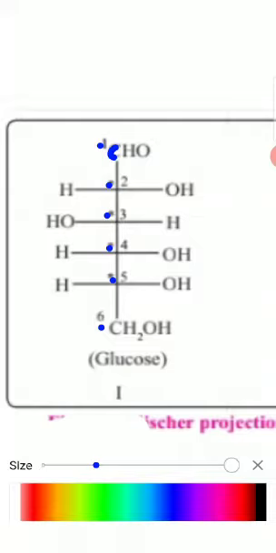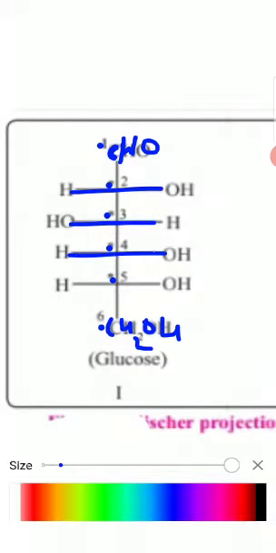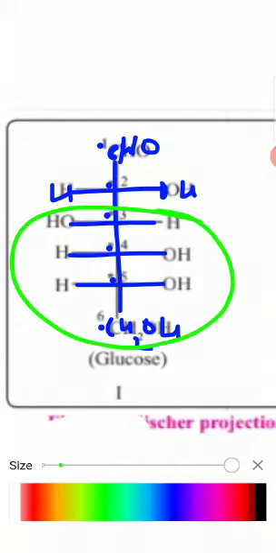Out of this, the first carbon atom is attached to the carbonyl group of the aldehydic group, and the 6th carbon atom is attached to the primary alcoholic group. See the 4 carbon atoms of the middle position. Carbon atom 2 is attached to one hydrogen, one OH group, one CHO group and another group. Hence, this carbon atom is an asymmetric carbon atom.